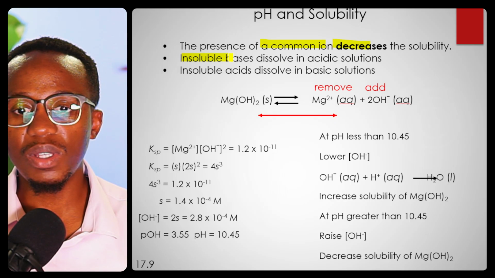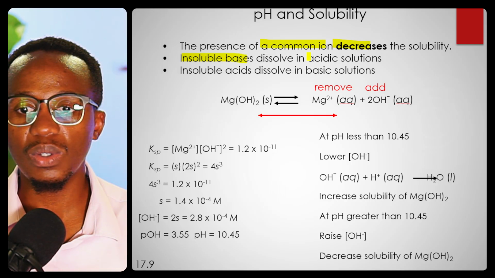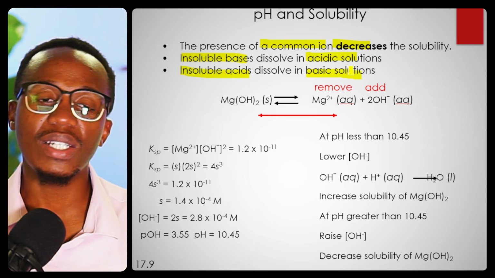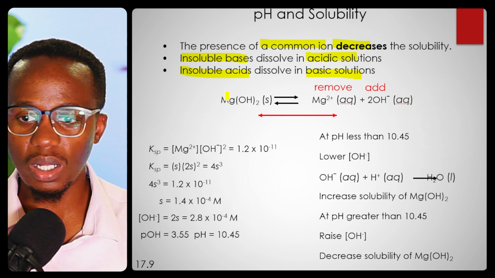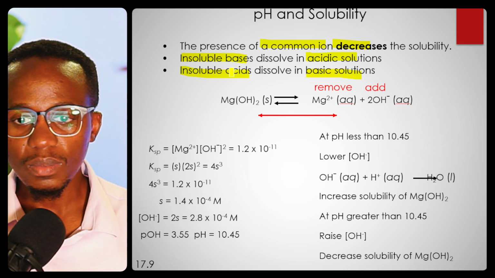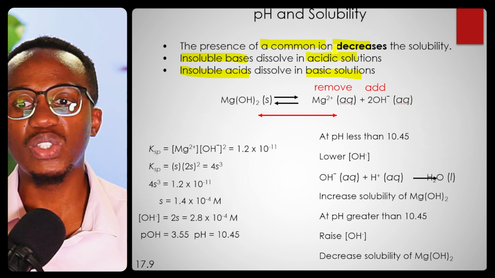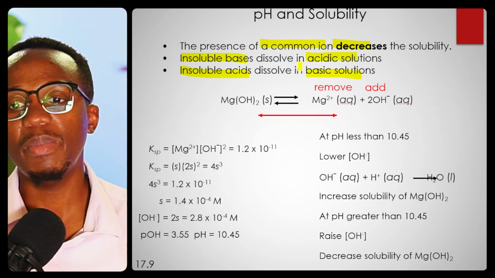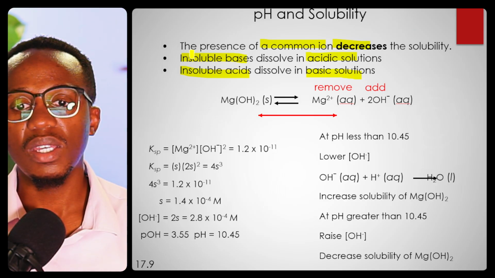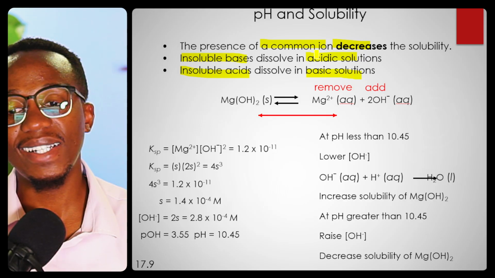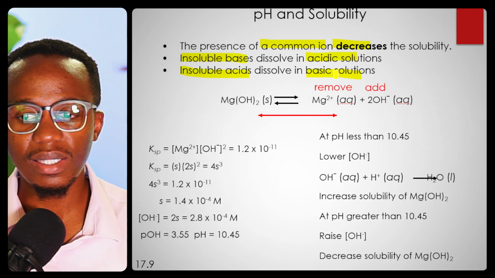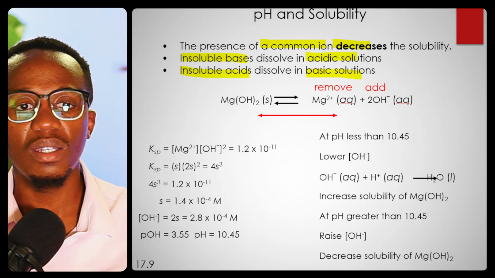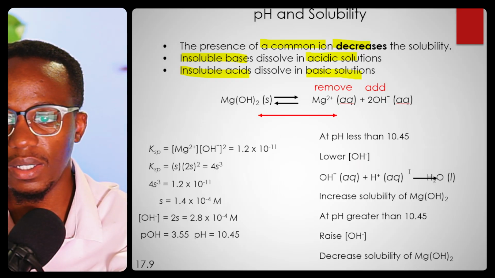And then insoluble bases dissolve in acidic solutions, and insoluble acids dissolve in basic solutions. This is actually very important. We use this in the lab as well, right? So a common ion is going to decrease the solubility, but if you have an insoluble base, you can add an acid and dissolve it, or if you have an insoluble acid, you can add a base and dissolve it very easily, right?